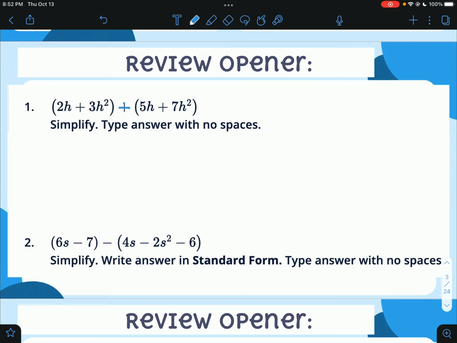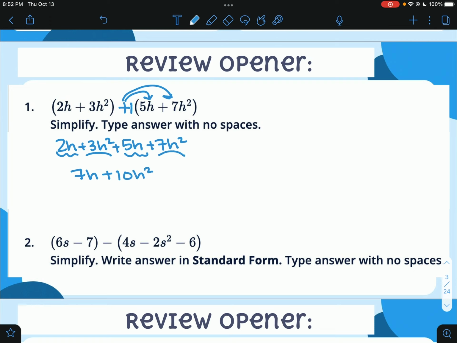Now, I noticed that this is plus, which means there is an understood 1 here. Well, 5h times 1 is 5h. 7h squared times 1 is 7h squared. Nothing changes. So I bring down my first set of parentheses as well, and I combine like terms. Now that I have everything simplified, it must also be in standard form, which would give me 10h squared plus 7h.